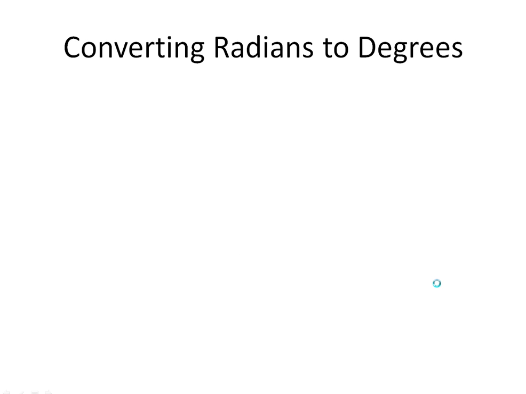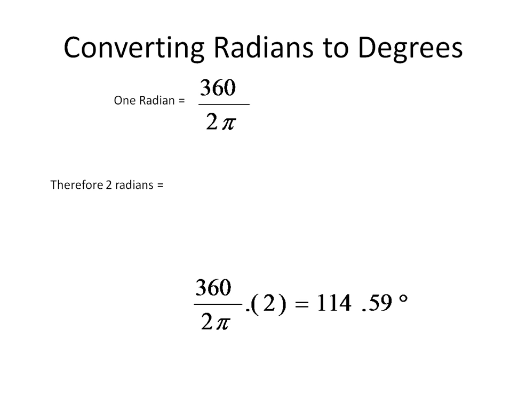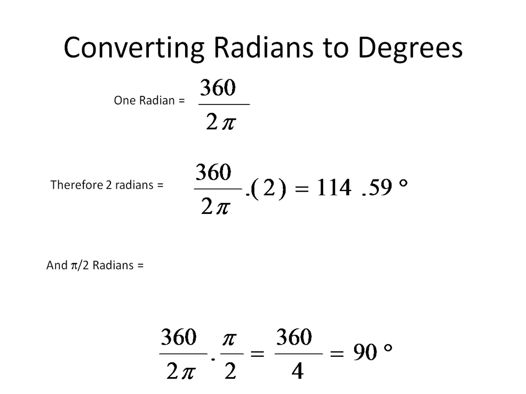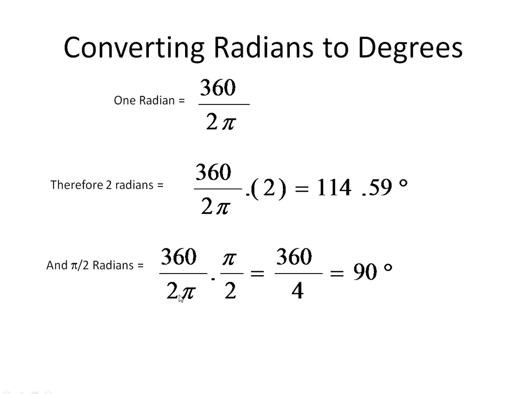Now if we want to convert radians to degrees, well, we know that 1 radian is 360 divided by 2 pi. Therefore 2 radians must be 360 divided by 2 pi multiplied by 2. And that works out to be about 114.59 degrees. And pi over 2 radians is 360 divided by 2 pi again, multiplied by pi over 2, the number of radians. The pi's will cancel out. 2 by 2 is 4, so we get 360 over 4, which is equal to 90 degrees.